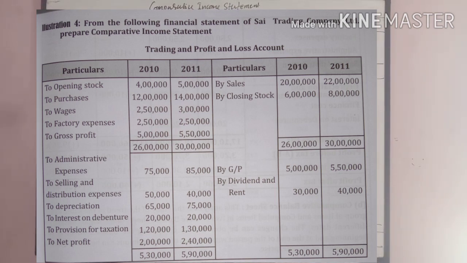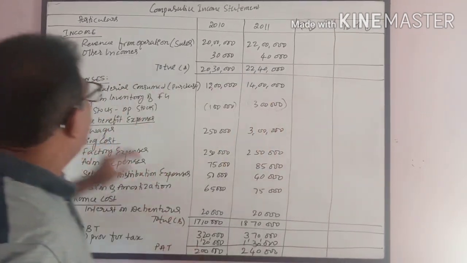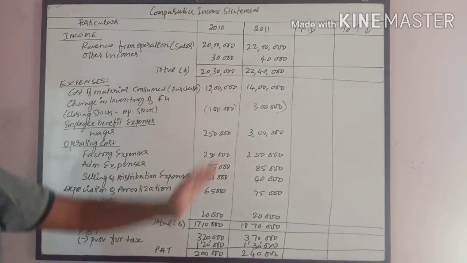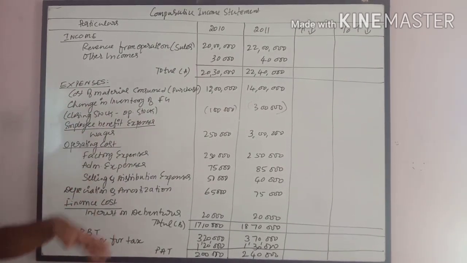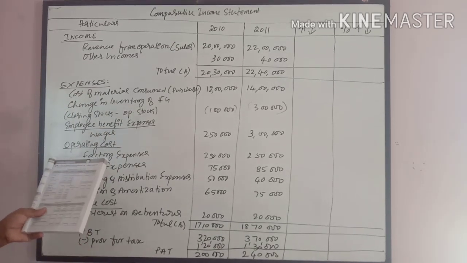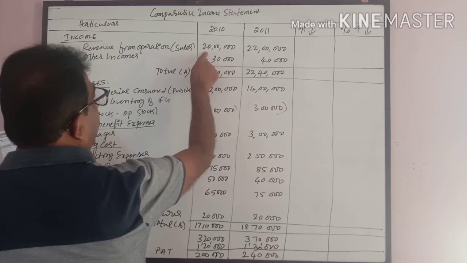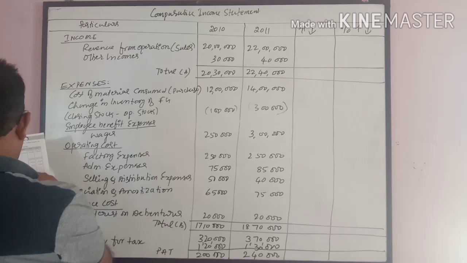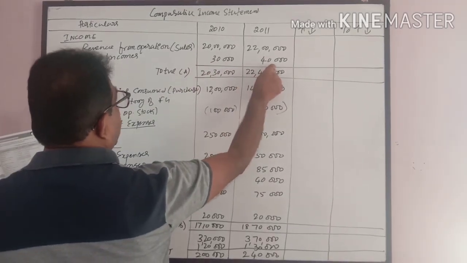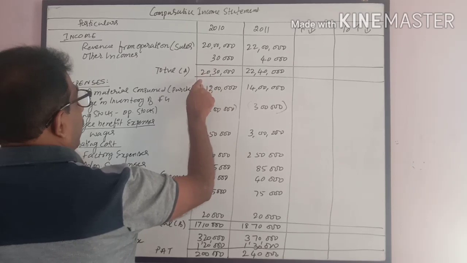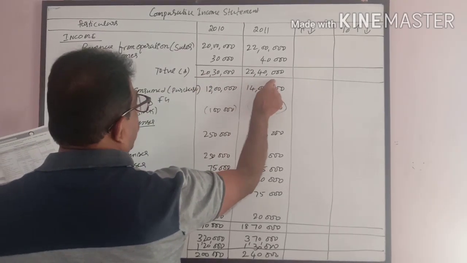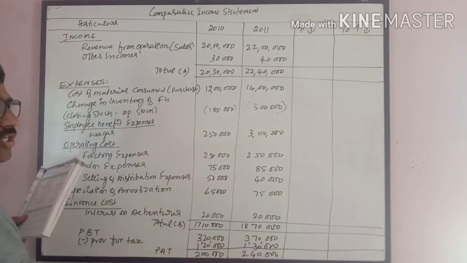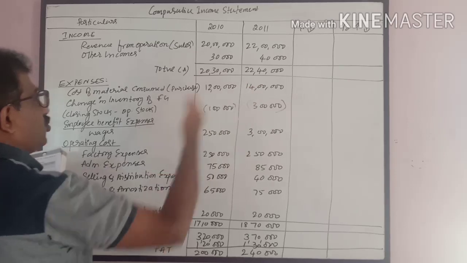First, let me work out the comparative income statement. So, first part is income part. When you are writing the income part, just look at the credit side of your profit and loss account or income statement. Revenue from operation, it is nothing but sales: 20 lakhs and 22 lakhs. It is given on the credit side. Other incomes, dividend and rent received: 30,000 and 40,000. Total income A: 20 lakh 30 thousand, 22 lakh 40 thousand. I am going to tell you about these two columns later. First, whatever information is given, with the help of that you just fill up these two columns.